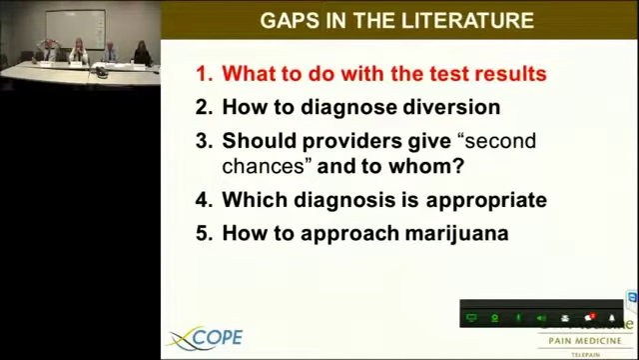In terms of the gaps, we don't know how to diagnose diversion. It's really something that you have to have an index of suspicion. We don't know who should be given a second chance, although there's one study we'll talk about in a minute that shows that cocaine users are probably at highest risk. Which diagnosis is appropriate to use in opioid therapy for, and how do we approach marijuana?